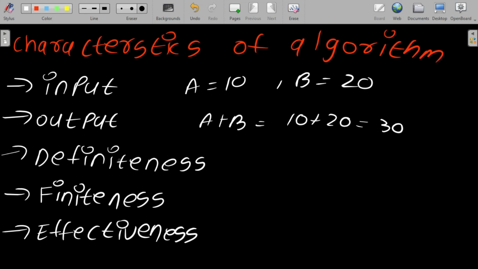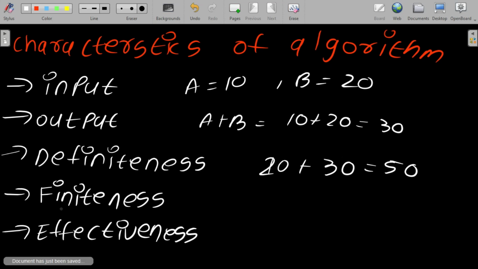So let us see about definiteness. Every step should be clear. For example, if you ask me to add some numbers, but you didn't mention properly which numbers I should add, that is unclear. A good instruction is add a and b, that means add 10 and 20. Each step must be very clear and defined. If I were told to add random two numbers, it would not be particularly defined. If I clearly mention that you need to add 20 and 30, you will get 50. So these instructions are clear. The instructions must be clear.